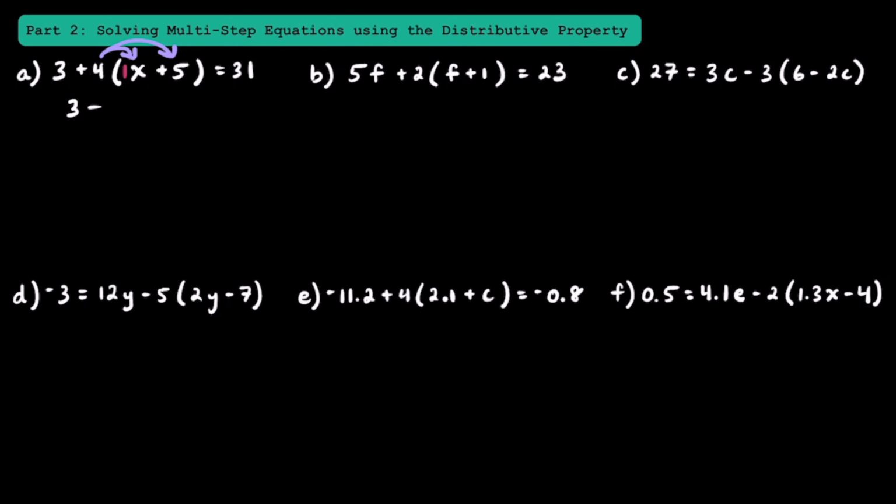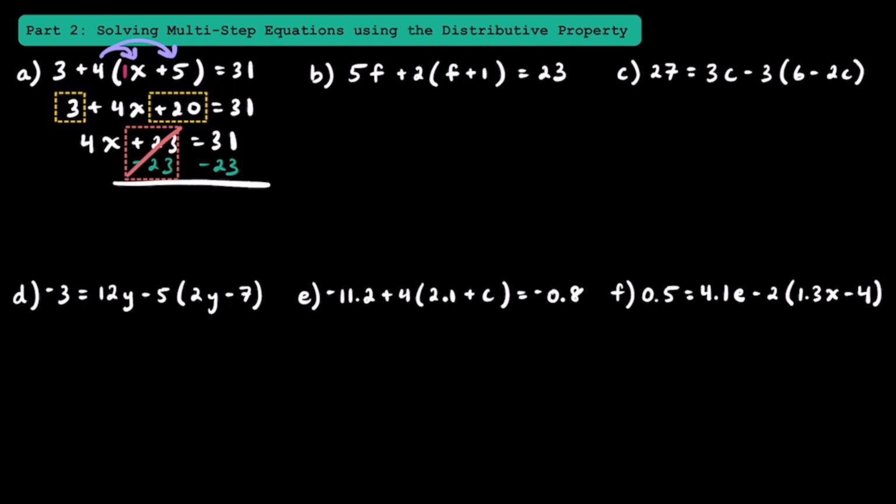Rewriting this, we can write 3 plus 4x plus 20 is equal to 31. Now let's look to combine like terms. This 3 and 20 are both constant terms and can be combined to make positive 23. Rewriting this, we have 4x plus 23 is equal to 31. Next, we're going to subtract 23 from both sides. That way these cancel out to make 0.